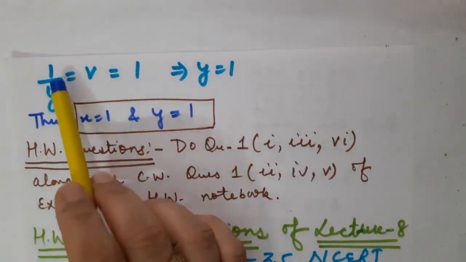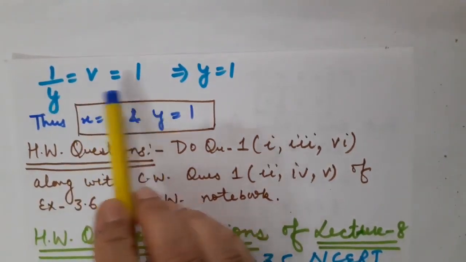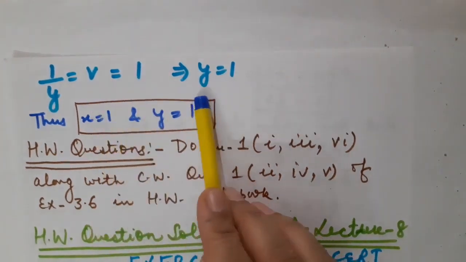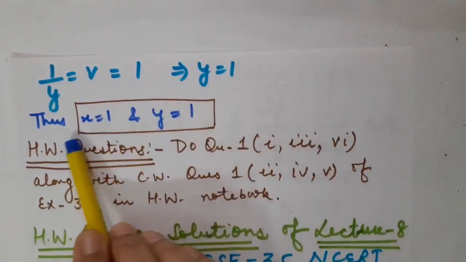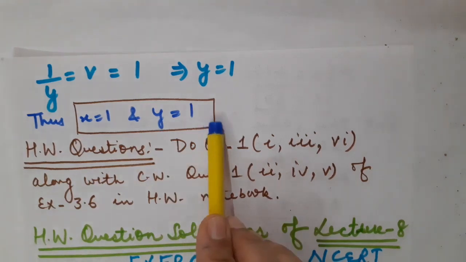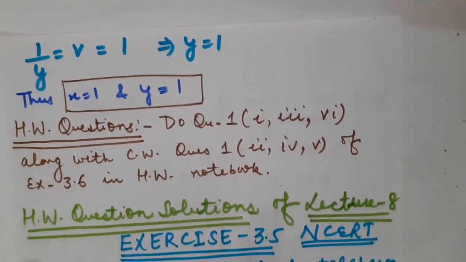Now children, 1 upon y is equal to v is equal to 1. So again taking reciprocal, what will be y? Y will be 1. So thus x is equal to 1 and y will also be 1. That's it for the day.